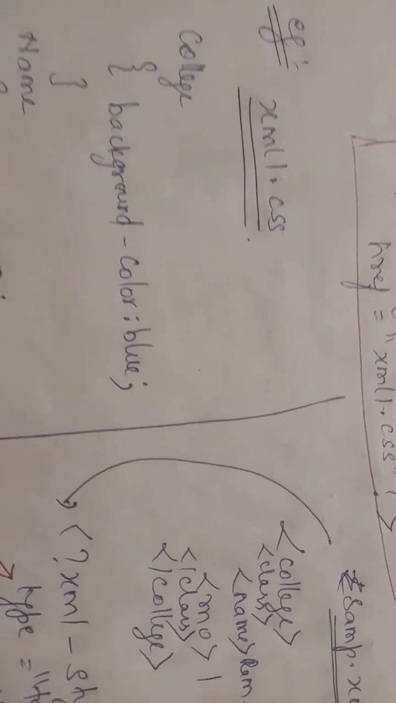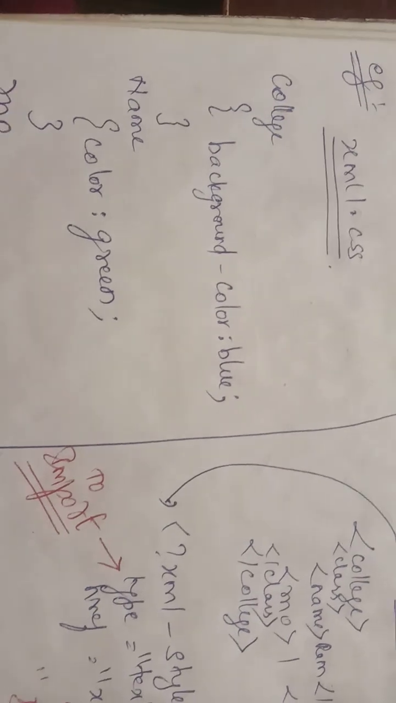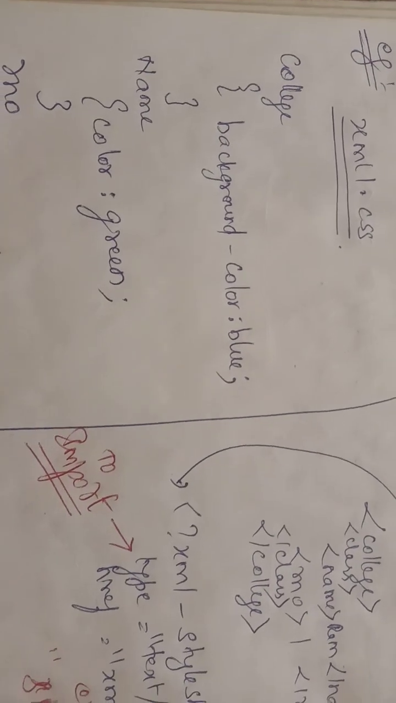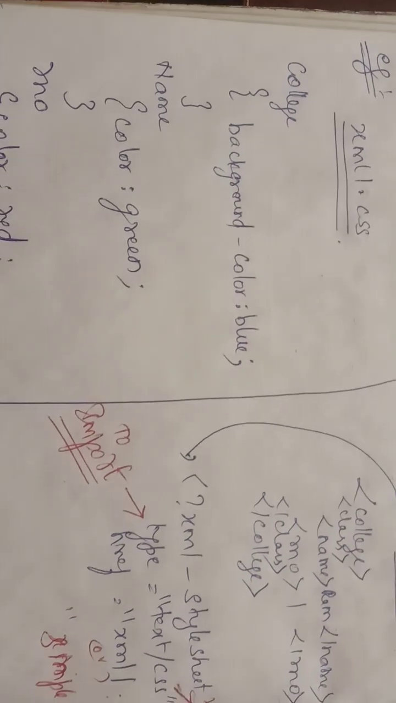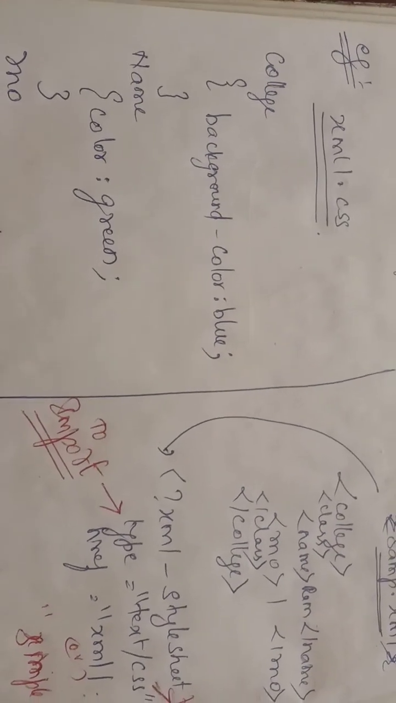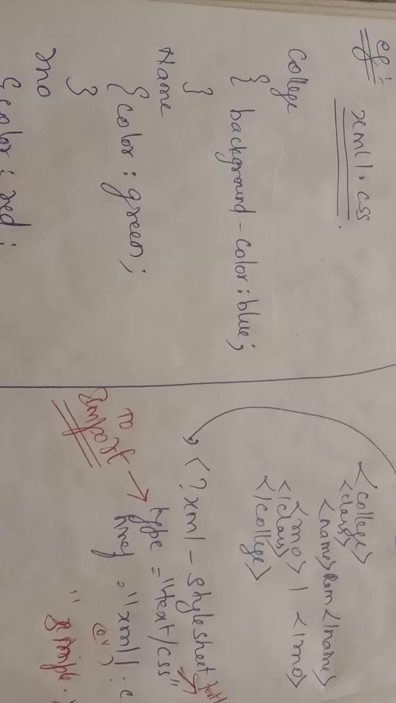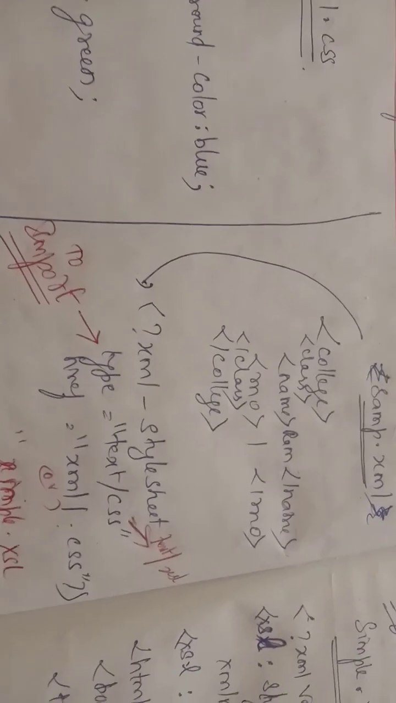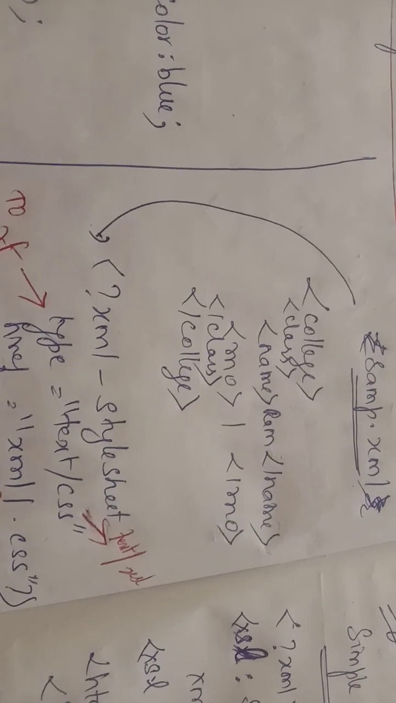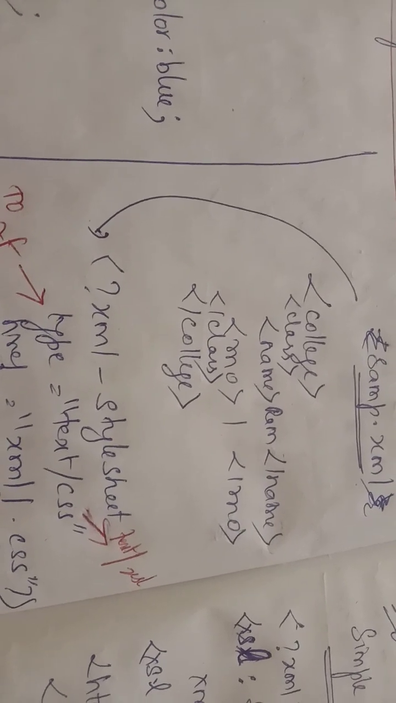Now let us see the CSS file, how you can create it for the XML. So this is the example I had given here. I had given the file name as xml1.css. So what else you can prepare the style sheet for is nothing but the elements which are used in the XML file.